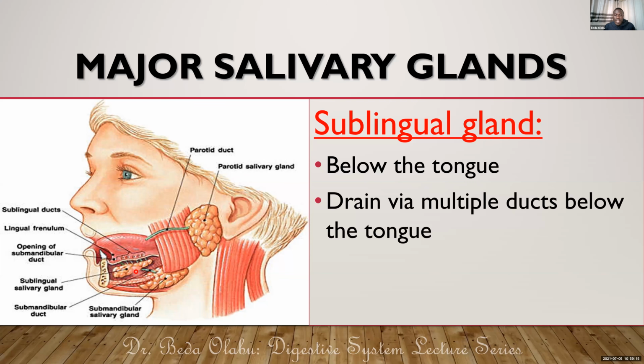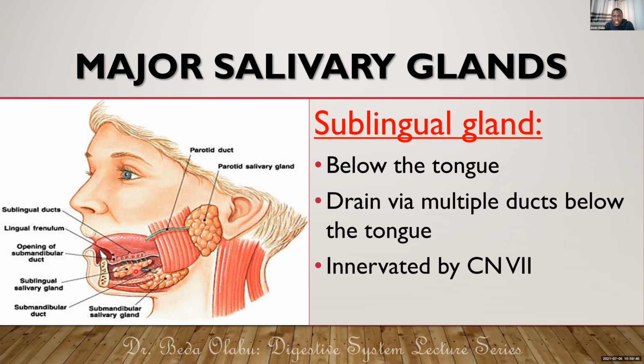The sublingual gland does not have a single duct per se, but multiple ducts, tiny ones. They drain on the floor of the mouth. Usually, if you elevate your tongue, you'll be seeing an elevation of the sublingual gland. You'll not be able to see the ducts because they're very tiny, microscopic, multiple of them.